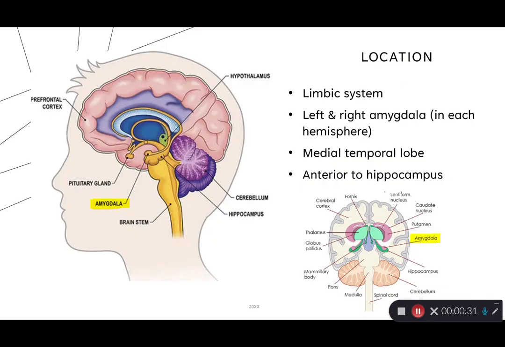The amygdala is part of the limbic system and is located in the medial temporal lobe, anterior to the hippocampus. It is a paired structure, so one of them is located in each hemisphere of the brain.